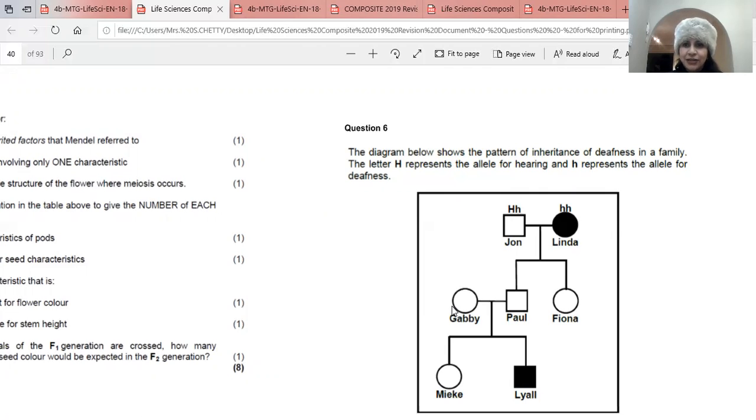Okay, now there are easy ways to handle a pedigree diagram, and children always have difficulty somehow or the other. But if you follow these simple rules, it becomes very, very easy. So, by the way, in a pedigree diagram, the squares represent a male.